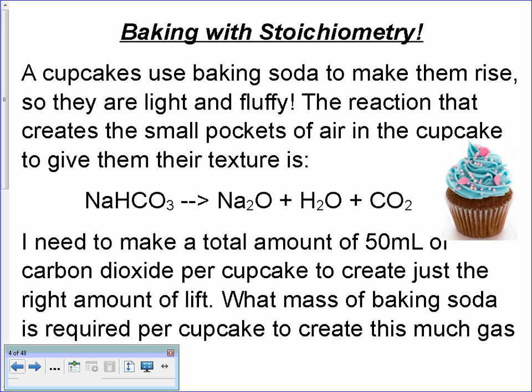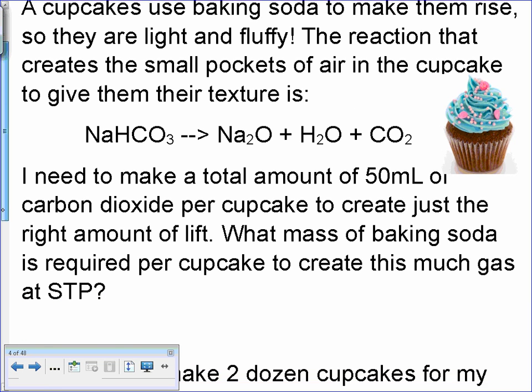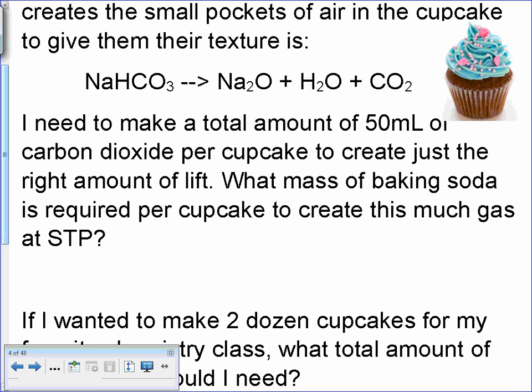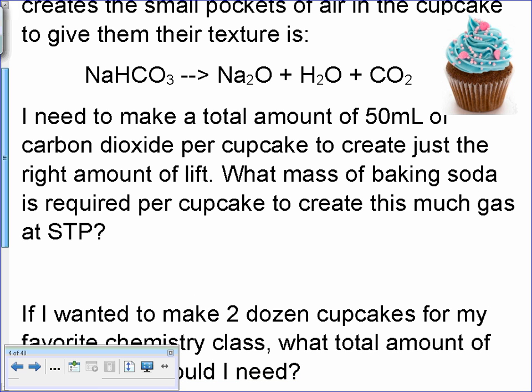Where have you seen this reaction before? The lab. You were baking with stoichiometry, except without baking. You were just making air. Woo! Pat yourself on the back. You made air yesterday. Woo! Or the day before. Okay, so we have this reaction.